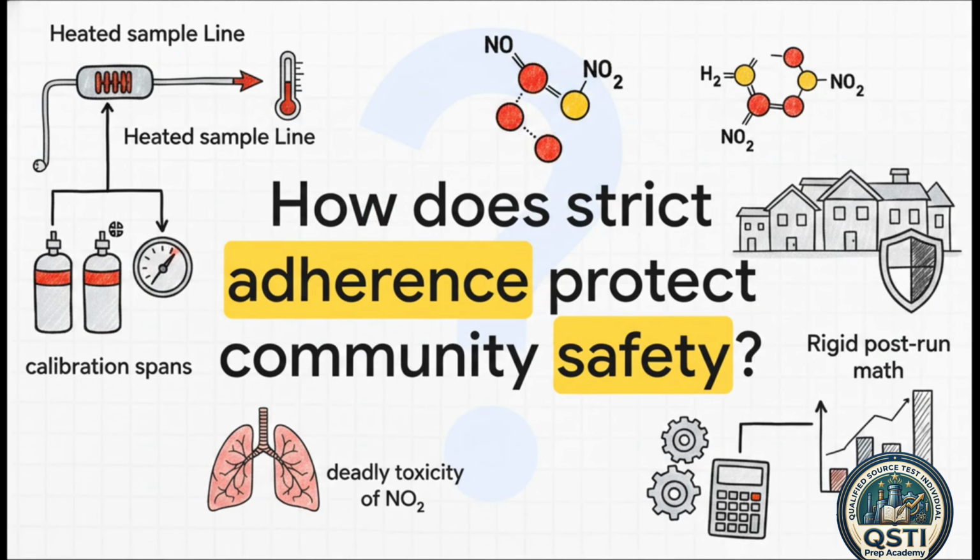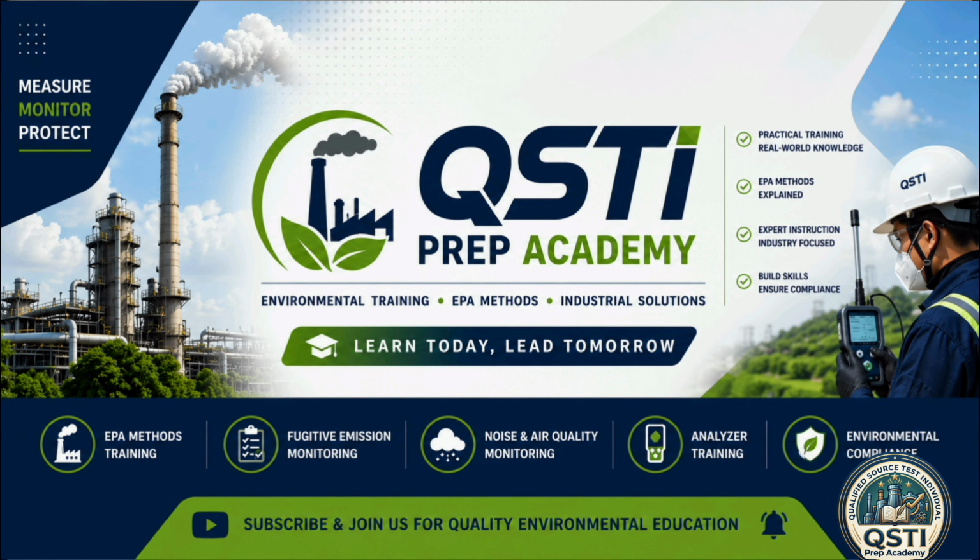As we wrap this up, I want to leave you with one final thought. We've spent this explainer diving into heated lines, calibration spans, and really rigid post-run math. But zoom out for a second. Given the deadly toxicity of NO2 that we talked about at the very beginning, your strict adherence to this incredibly specific procedure isn't just about passing a random audit. As you master this field manual, remember that your precision, your refusal to cut corners, and your absolute dedication to the math directly protects the air that we all breathe.